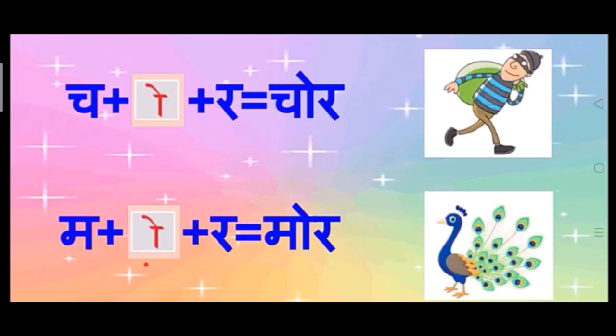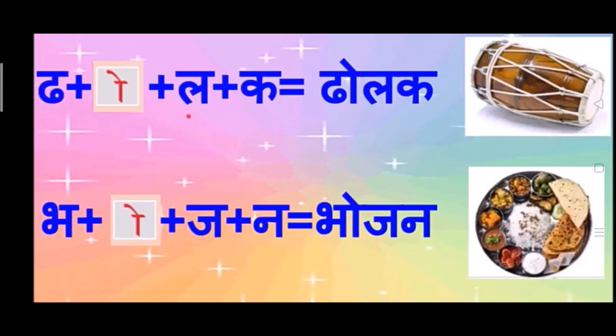Ma, after it the o ki matra symbol. How are we writing the o ki matra symbol? One standing line, above the sleeping line, one slanting line. That is mor. Ma, matra, ra, mor. Understood everyone? Yes. We are going to see two more examples. Here you can see da plus o ki matra plus la plus ka. What is that? Dolak. Next one, ba plus o ki matra plus ja plus na. What is that? Bhojan.